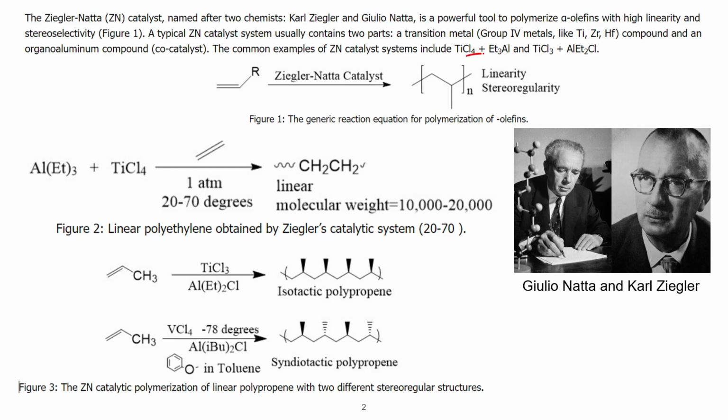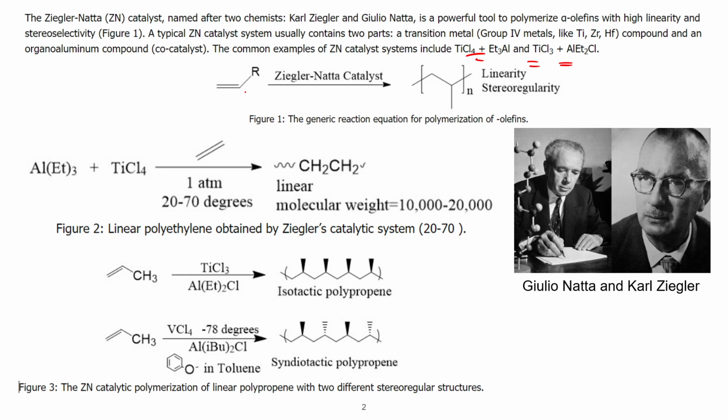The two reagents that are used are TiCl4 and AlEtCl, so this is the first, the Lewis acid, and this is the metal part. Another variant was TiCl3 and AlEtCl. So these two combinations are used for this kind of reaction.